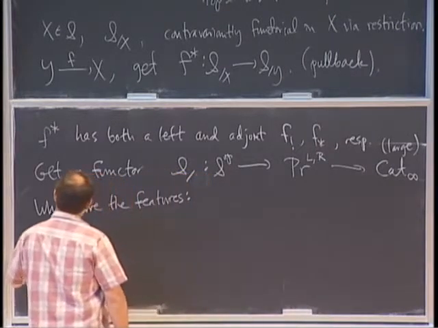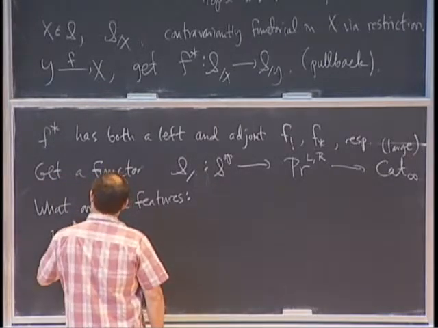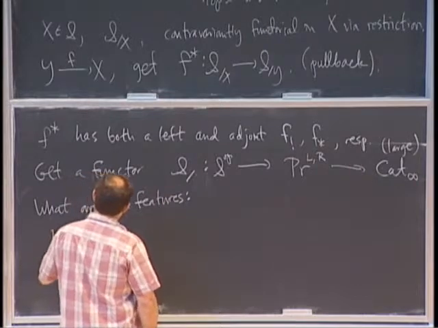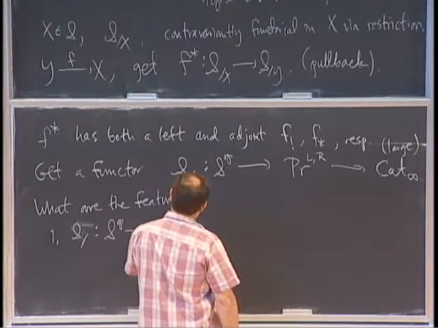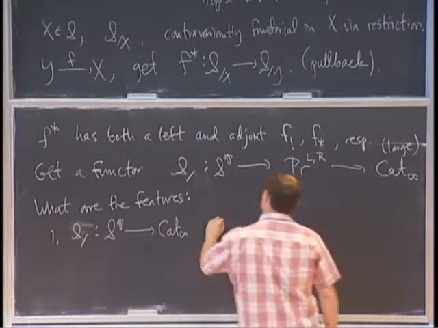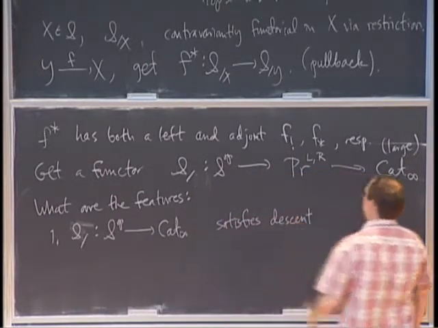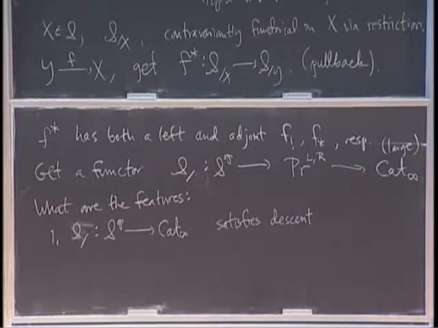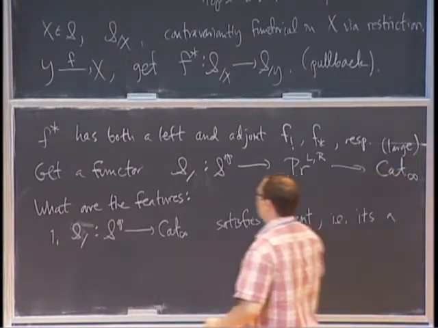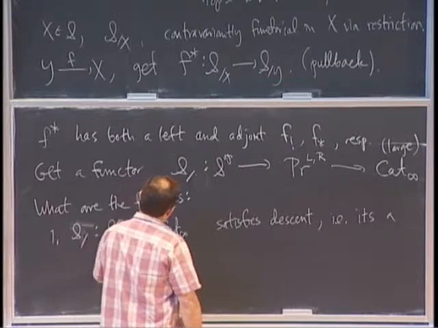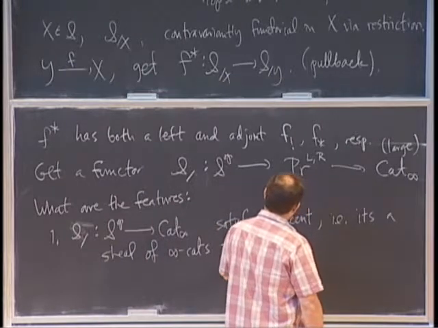So what are the features of this? Well, it has a couple important features. First and foremost, this functor, S under, from S op to, well, I'll just write it like this for now, satisfies descent. This is a feature that you get in general in an infinity topos. And what does that mean? It means it's a sheaf of infinity categories on S with respect to the canonical topology.